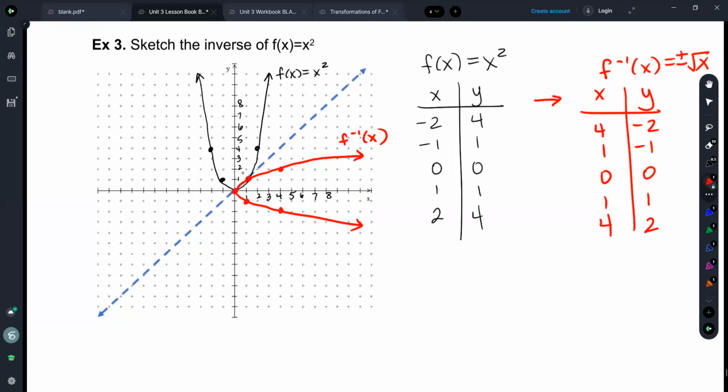Most of the time, I'm not going to ask you to find the equation when I ask you for a graph. I might ask you both, like I might put a part A, find the equation, and a part B, graph it. But if I don't ask you for the equation, you can just graph it and label it as the inverse. But if you have the equation, you can go ahead and list the whole thing.